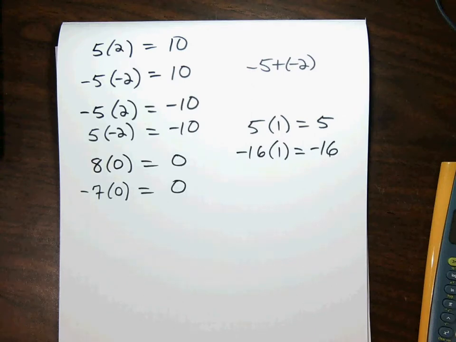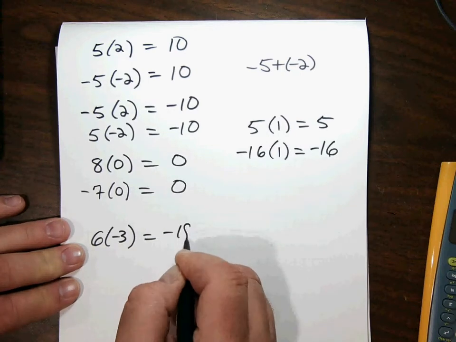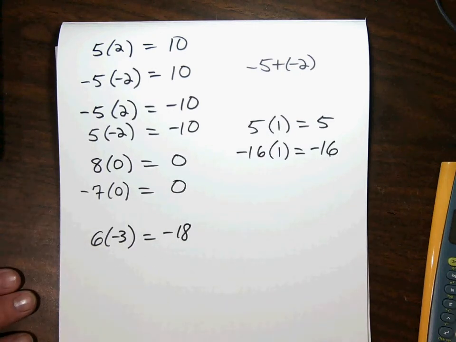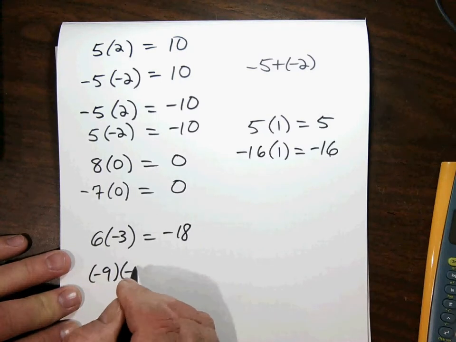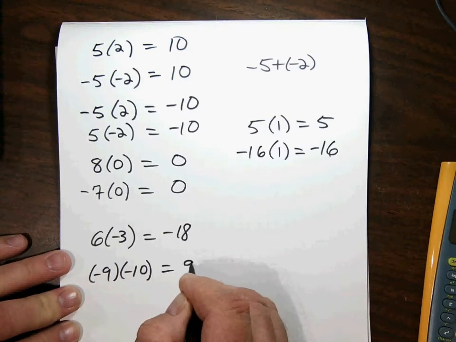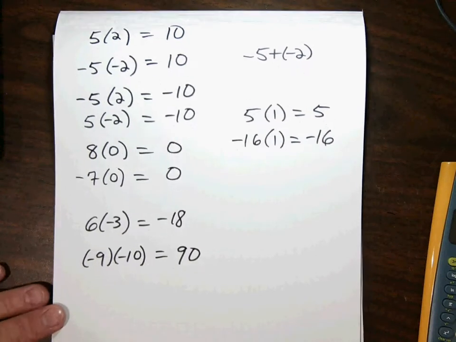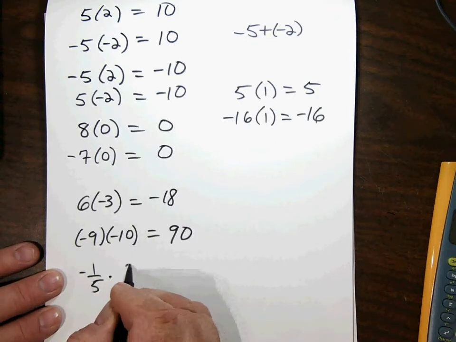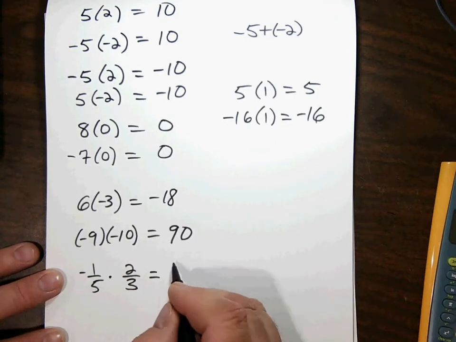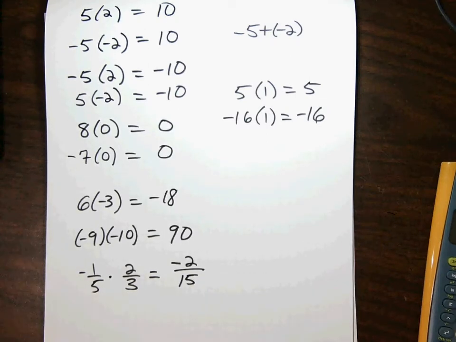All right, positive times a negative. 6 times -3, -18. No problem. Negative times a negative. -9 times -10, positive 90. Okay? The rules don't change for fractions or decimals. -1/5 times 2/3 is going to be -2 over 15. Okay? No problem there.